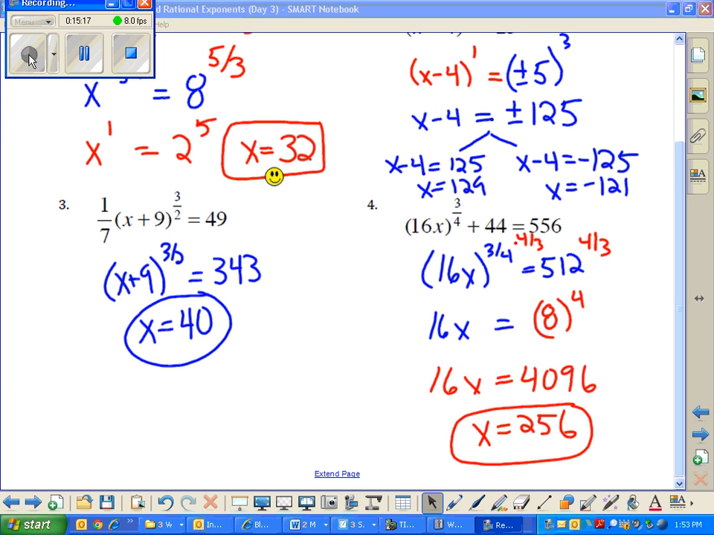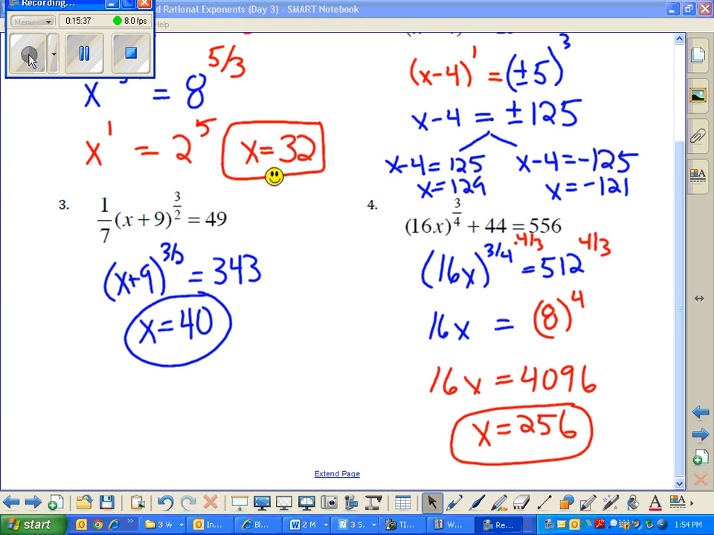Noah? Even number in the radical, like where in the radical? Under the radicand. If the index is even, you need the plus or minus. That was well said, yes. If the index is even, you need the plus or minus.